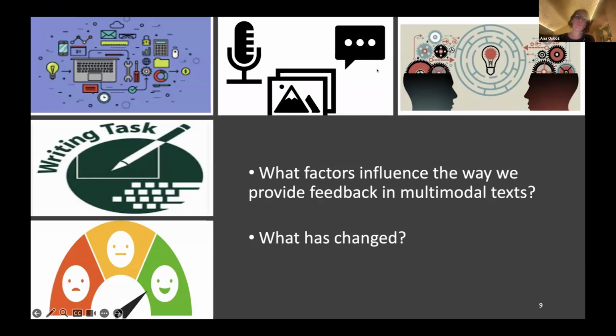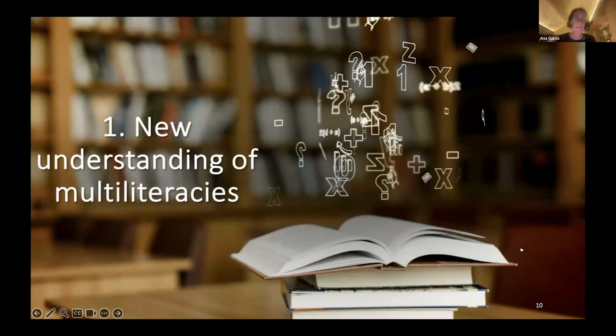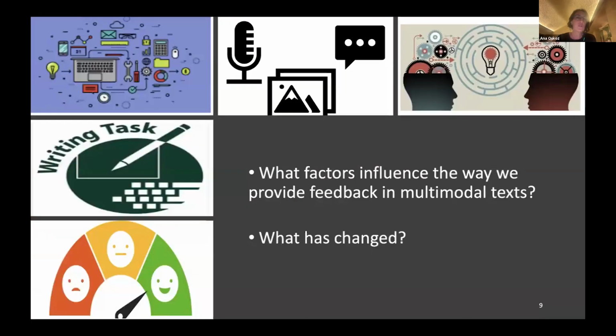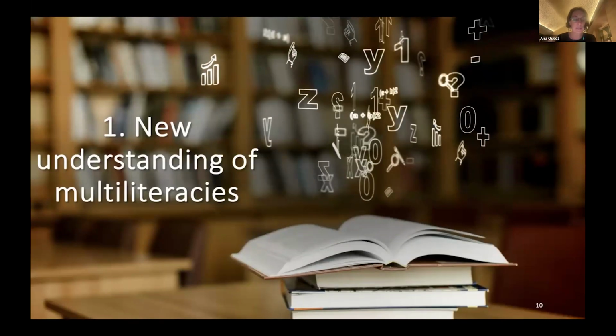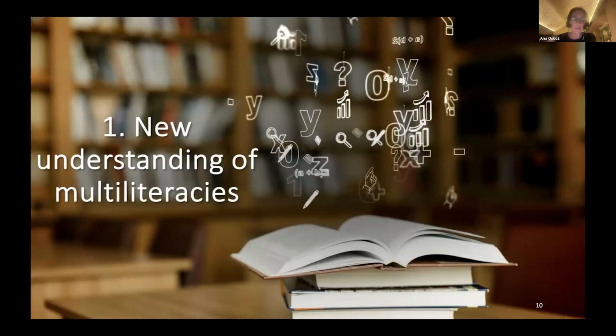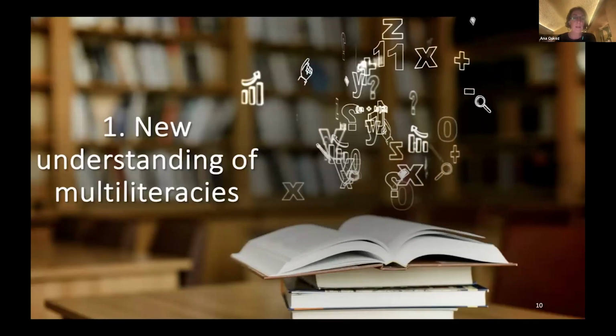So every time that we have a multimodal text in front of us, we need to think, what are the factors that are influencing the way we provide the feedback in this multimodal text that is different from what we did in the past? And also we need to think what is changing in our mind and what has changed in us through the history of providing feedback, that we are providing feedback in a different way. So in order to answer these questions, we need to revise our understanding of literacy or multiliteracies, as it is this understanding that directs the feedback that we give to our heritage and second language learners.